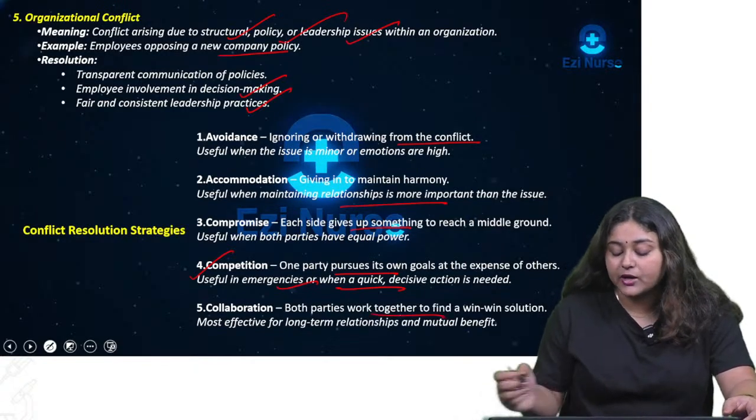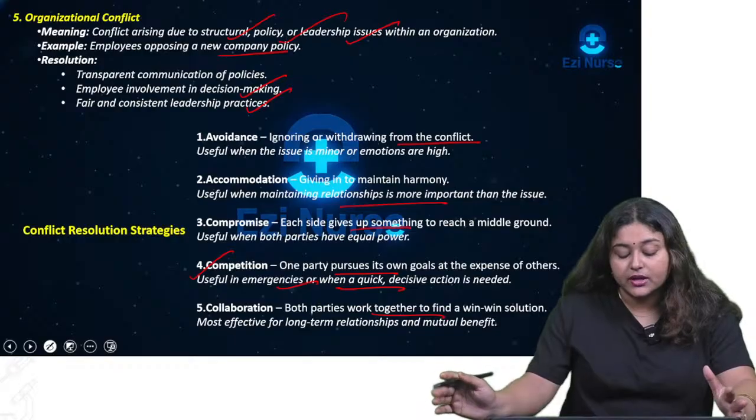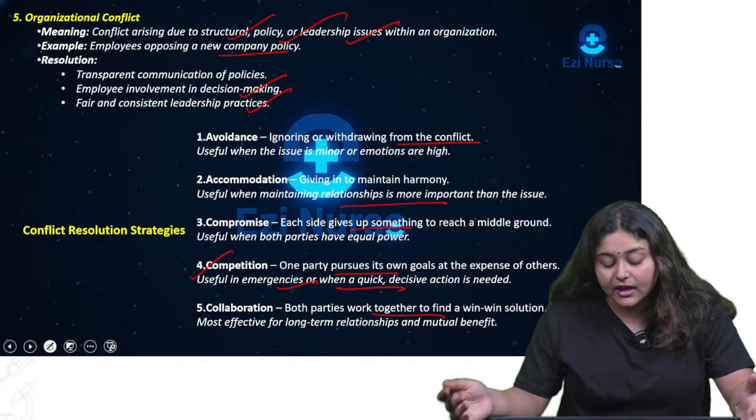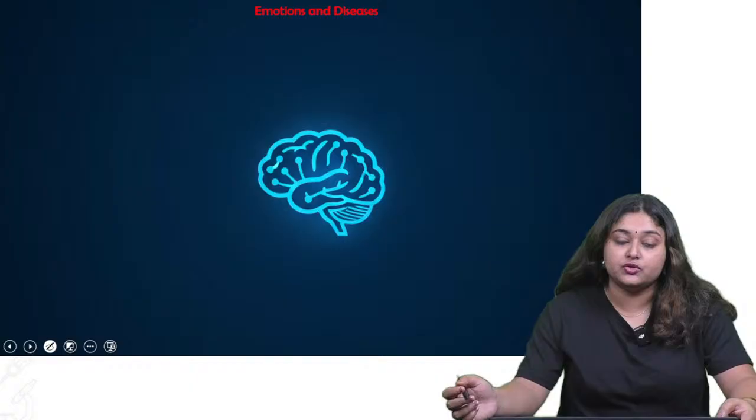Next is collaboration. Both parties work together to find a win-win solution. It is the most effective for long-term relationships as well as mutual benefit.